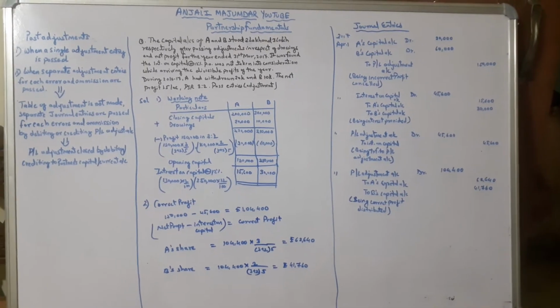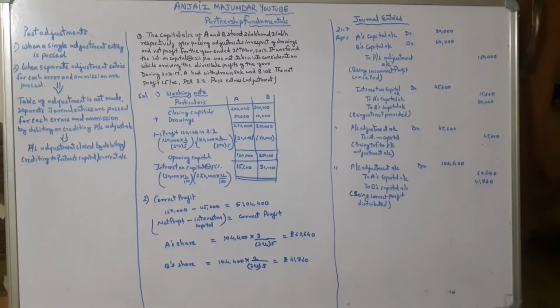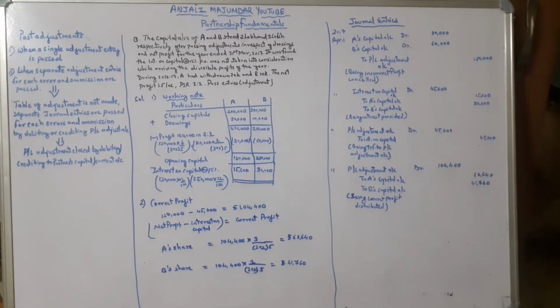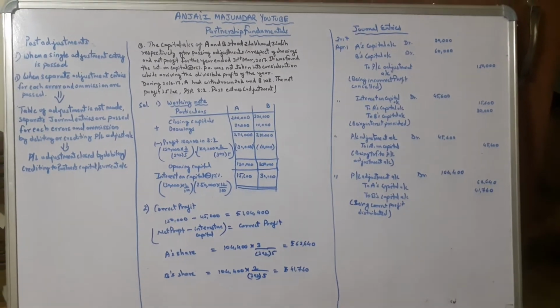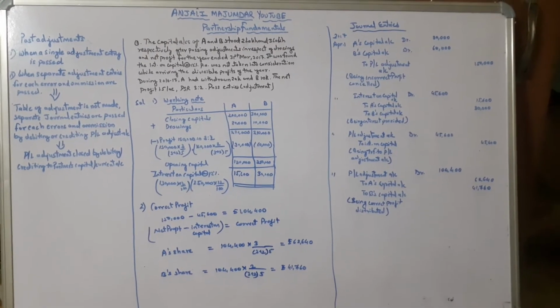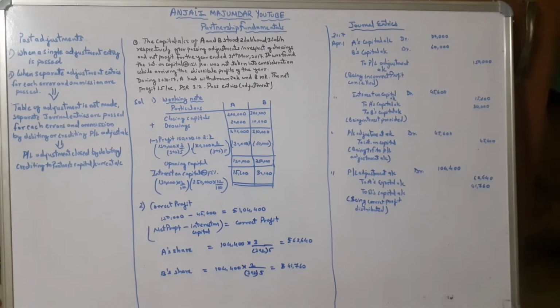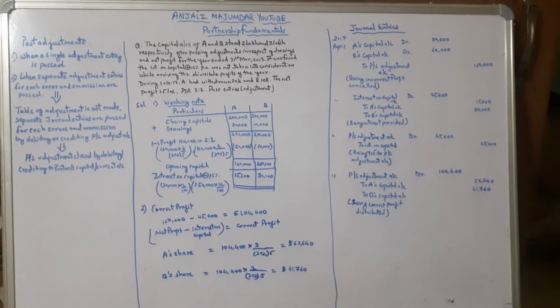The topic is past adjustments. Under past adjustment topic 1, which I've already uploaded, a single adjustment entry is passed. In this video I will be discussing the second method of passing past adjustment entries. Here in the second method, separate adjustment entries are passed. For whatever error or omission is committed in the question, we will pass separate journal entries, that is, separate adjustment entries.